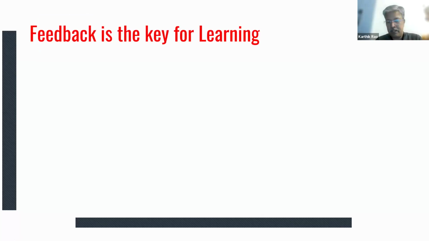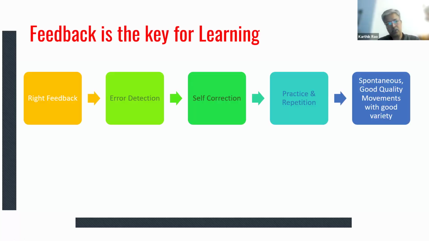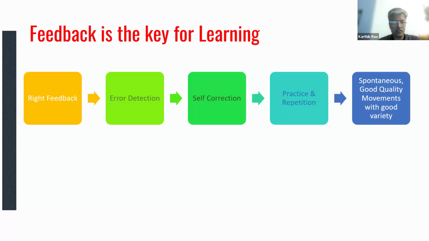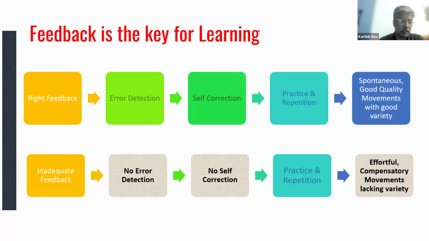So the feedback then becomes very important. So now what is error detection? Error, essentially, is that I know that I have made a mistake. So where is that coming from? It comes from feedback, right? I was trying to hold it and it fell down. So that's a feedback for me. So the right feedback is very important for error detection. And only when I detect what is wrong, I'm able to self-correct. And once I self-correct, I practice that, and then I get spontaneous, good quality movements.